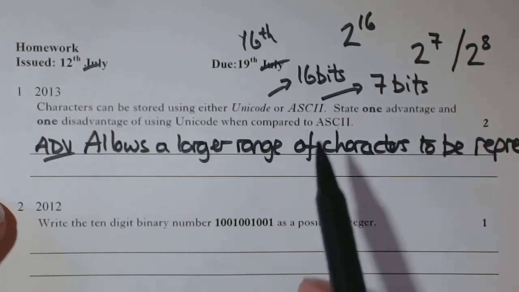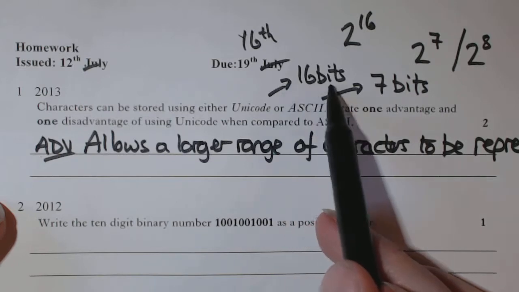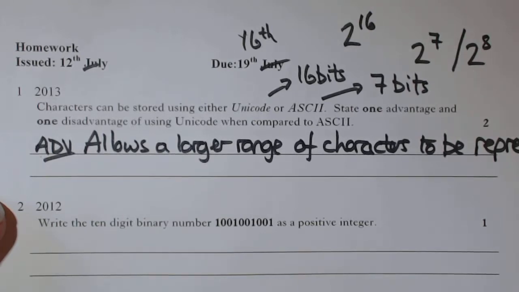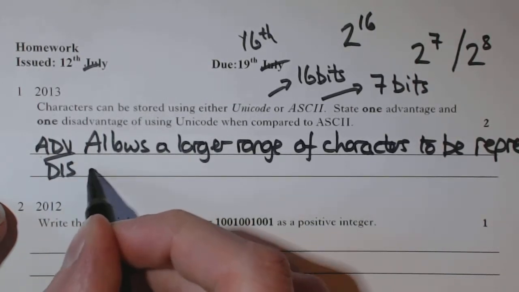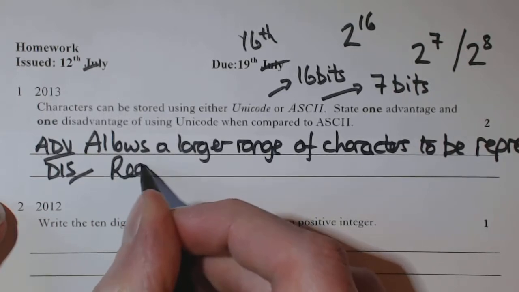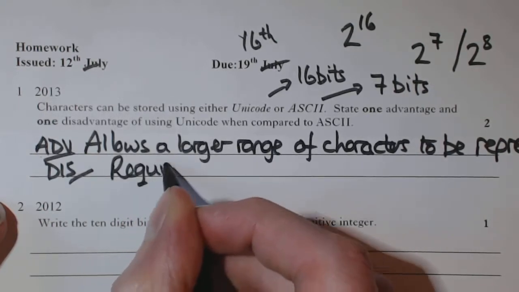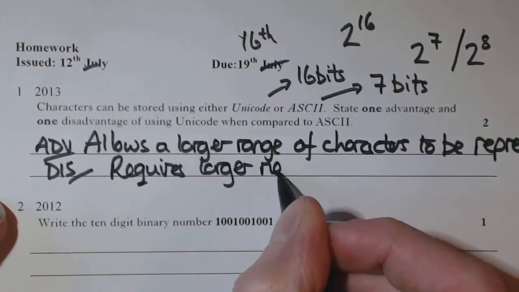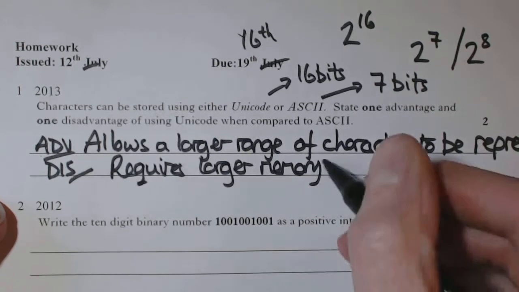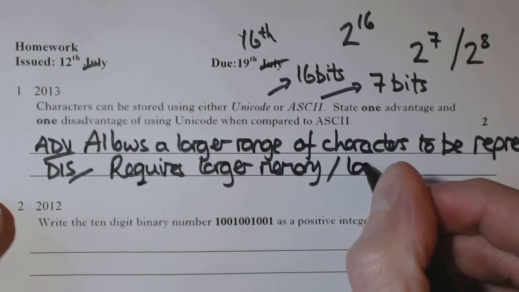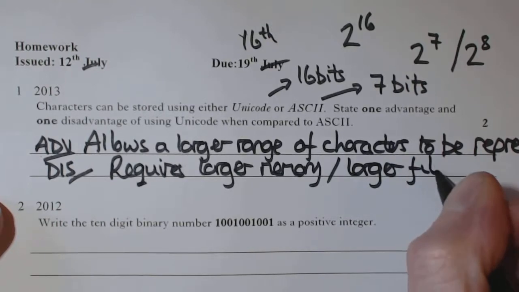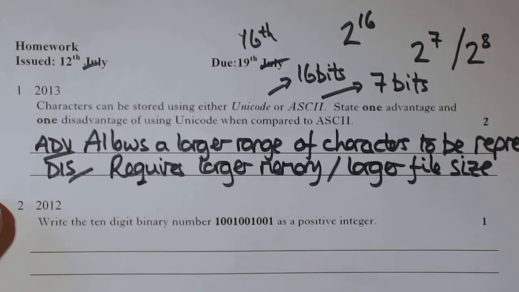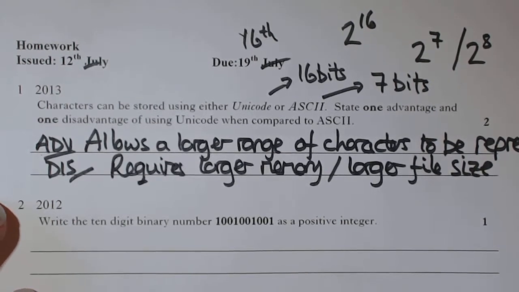Now, the disadvantage to storing each character using 16 bits rather than 7 or 8 is it requires more space in the memory, so that's a disadvantage. Okay, it requires larger memory. Or you could just say larger file size. So that's quite often a disadvantage to a lot of these things, that it actually requires more memory to save.